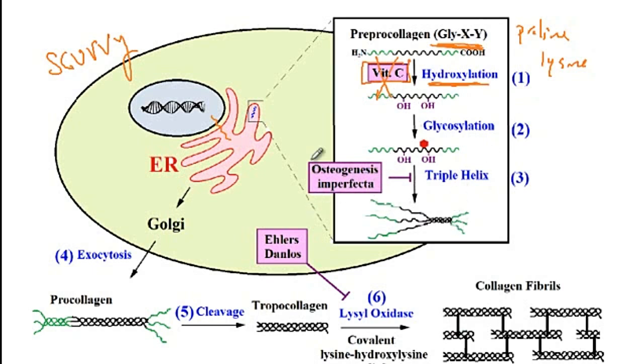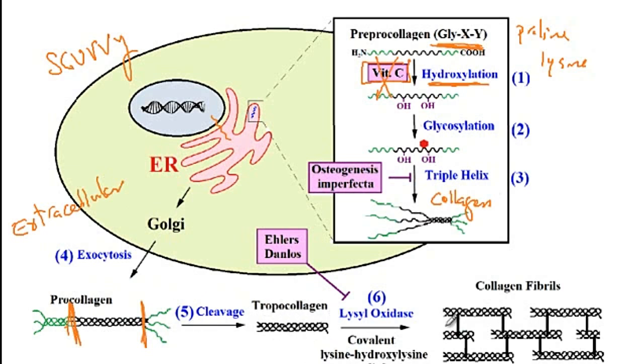So all of these steps, step 1, 2, and 3, are taking place in the endoplasmic reticulum. Now, patients that have osteogenesis imperfecta have a problem with the formation of the triple helix in collagen 1. Later on, the triple helix will be exported out into the Golgi apparatus and get outside into the extracellular space. Over there, the procollagen will be cleaved, so the sides would be trimmed off, and tropocollagen will remain.